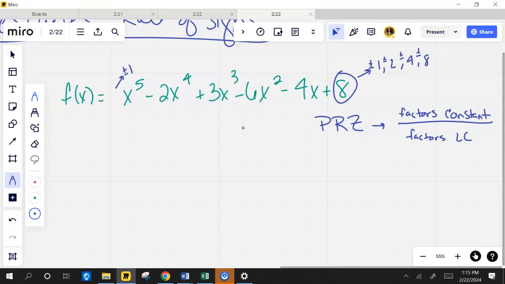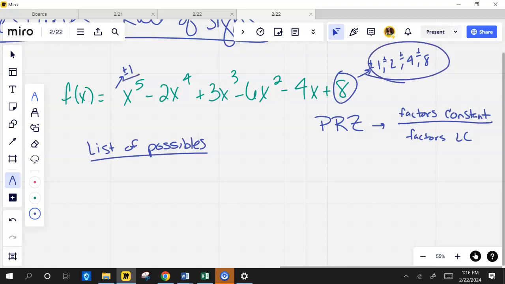So my possibilities, that means it may or may not be a 0, are going to be, so this is my list of possibles. Maybe it is, maybe it's not. We're going to test them, but in just a minute. But my list of possibles are going to be all of these divided by 1. Then I would take all of these, if there was another factor here, and divide them by the next factor, right? Just to get that list of possibilities.